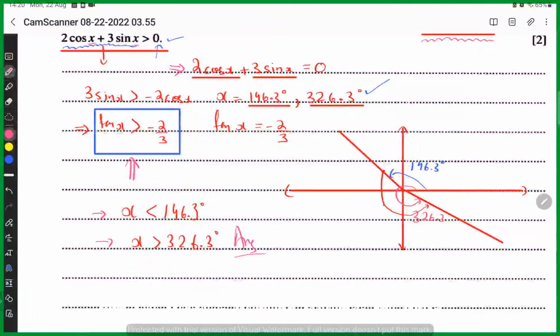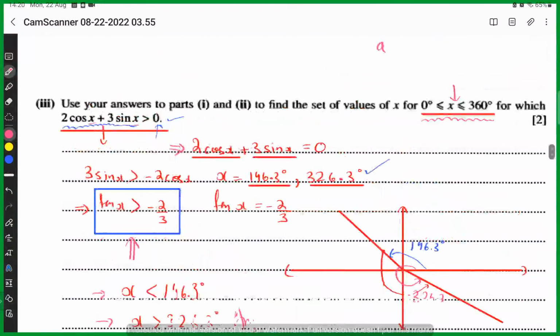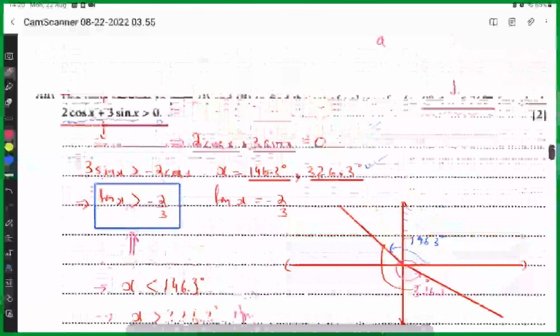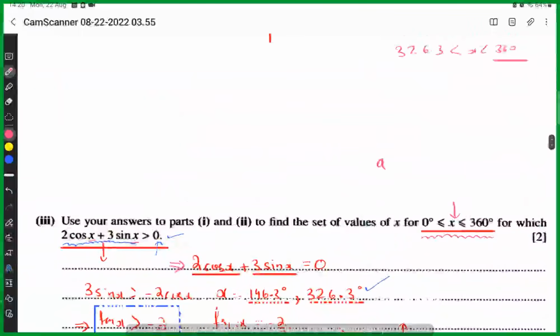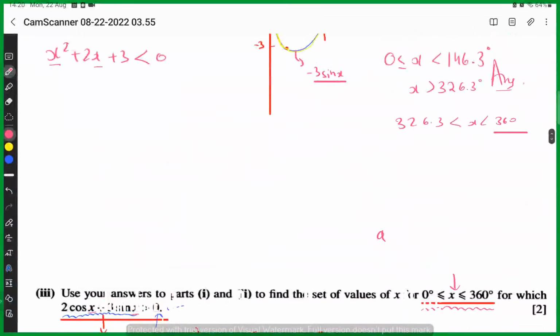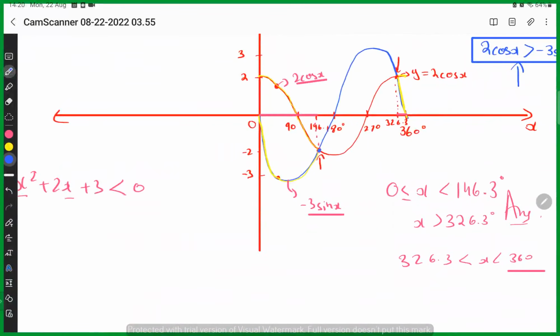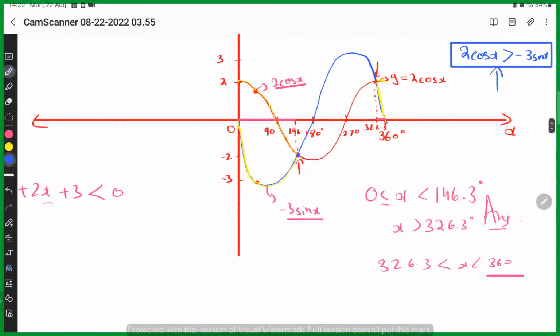Miss, we wrote that x is less than 146 degrees. Can we write x is less than or equal to 146 degrees? When you write x is less than or equal to, that would basically mean that both of them are equal. We do not have this over here. We just have this. That is why I did not include 146. Okay, Miss, got it. We only have inequality. Okay, any other question?